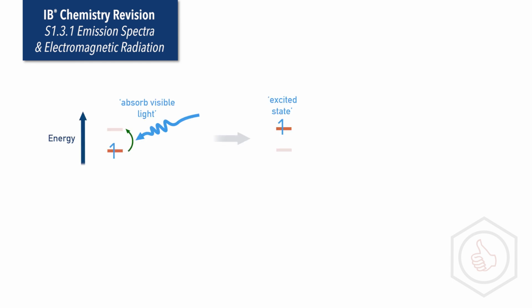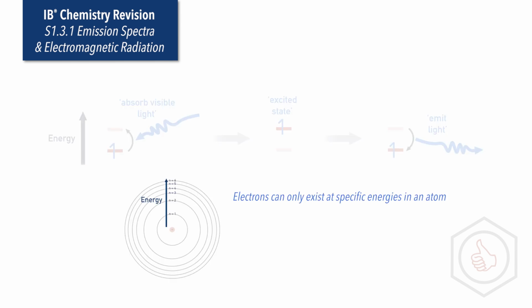When an atom absorbs energy, electrons in the atom can jump to higher energy levels. They reach what is called an excited state. However, an electron that has reached an excited state will eventually fall back down to a lower energy level. And when it does, it will release energy in the form of light, photons. As electrons can only exist at certain energy levels in an atom, they can only release certain amounts of energy as they fall back down to a lower energy state.